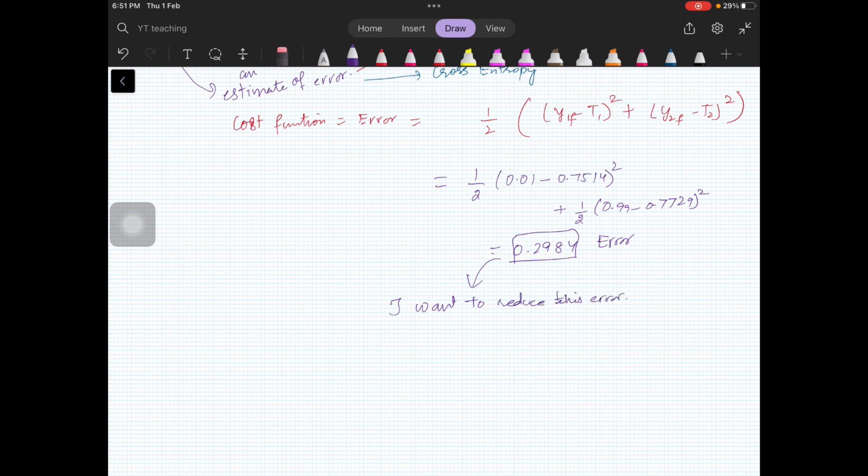Okay, so what is in my hands? For that, I will update my weights. So how to update the weights? I will use the back propagation. I will use the back propagation. So that we are going to do in the next video, how we are going to update our weights.